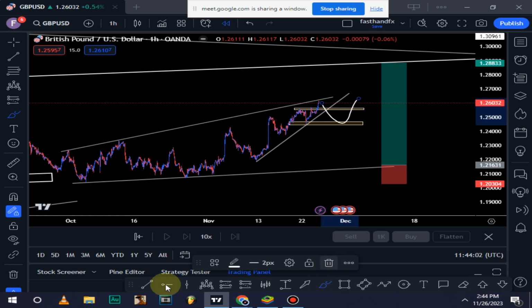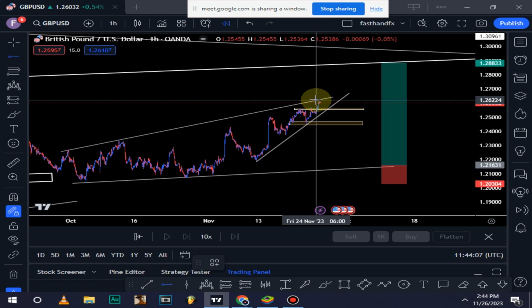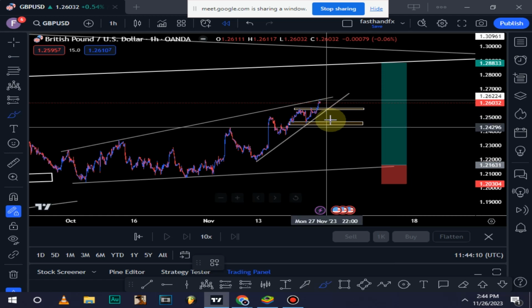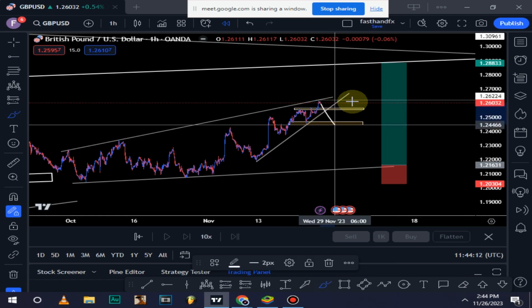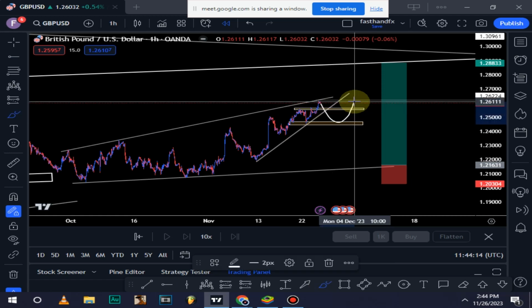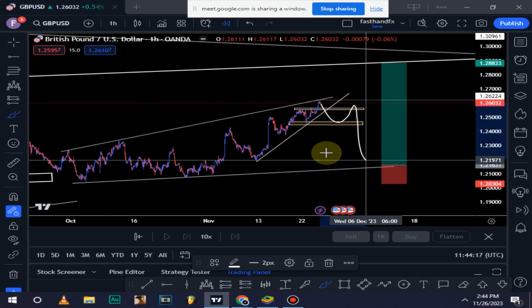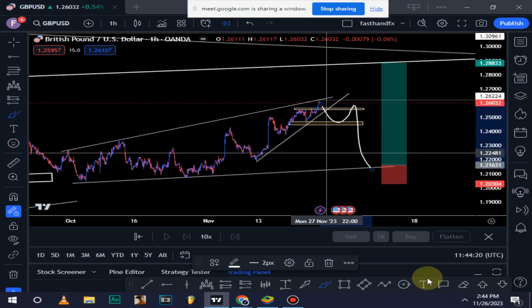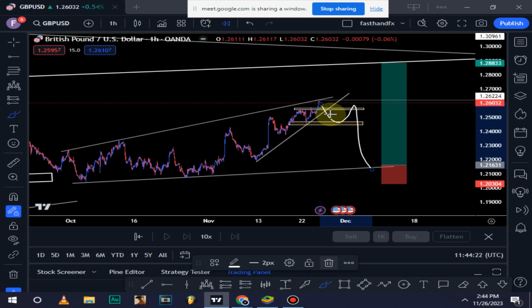Remember this. There's also this zone right here. This is the last high, and that's the third touch. So if we see the market going up, it is going up to give us another reversal. That is a double top. Then we go down, right? So we're not going to do anything like a sell position.